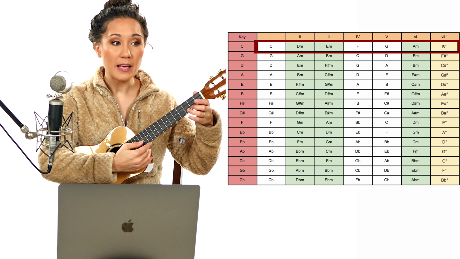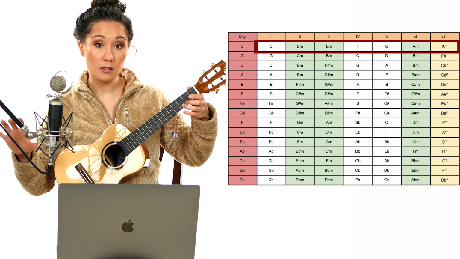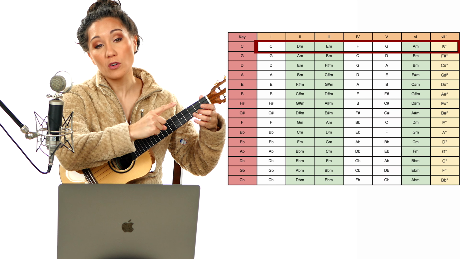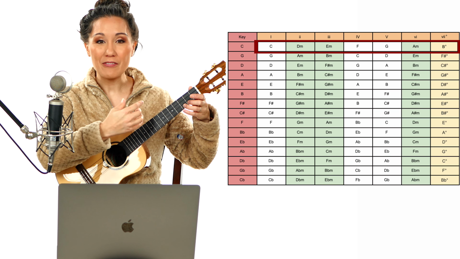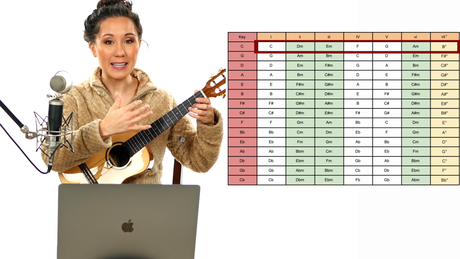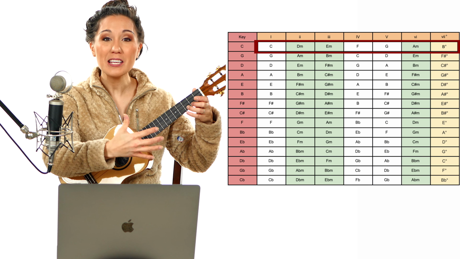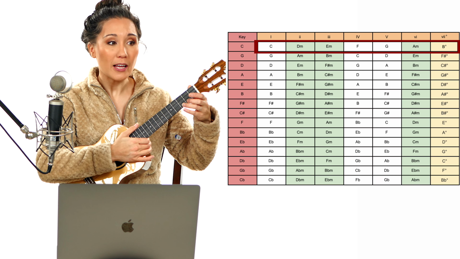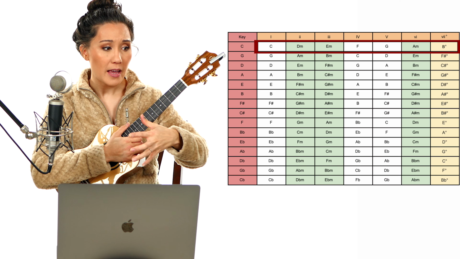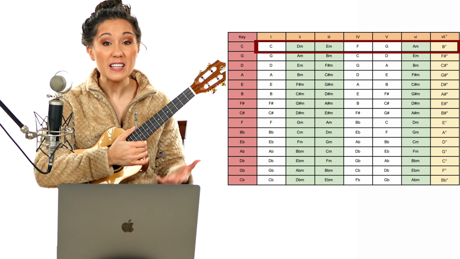Now I'm going to play the chords in a sequence. So instead of a C note, I'm going to play a C chord. Instead of a D note, I'm going to play a D minor. Instead of an E note, I'm going to play an E minor, and so on. And you're going to hear how they sound like they all fit together.